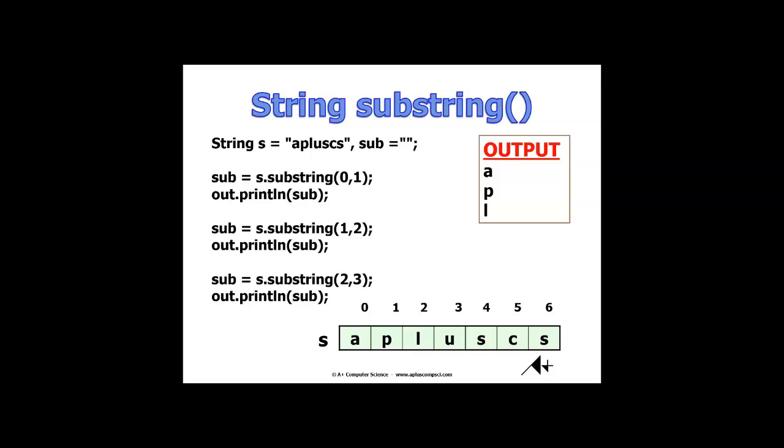And here I have some single letter examples. 0, 1 would get us whatever was stored at position 0 because it's exclusive of the upper bound. So it's exclusive of 1. It's only going to get us the 0 character. The next one would get us what was at position 1. And then the last one will get us what's at position, spot, index 2.